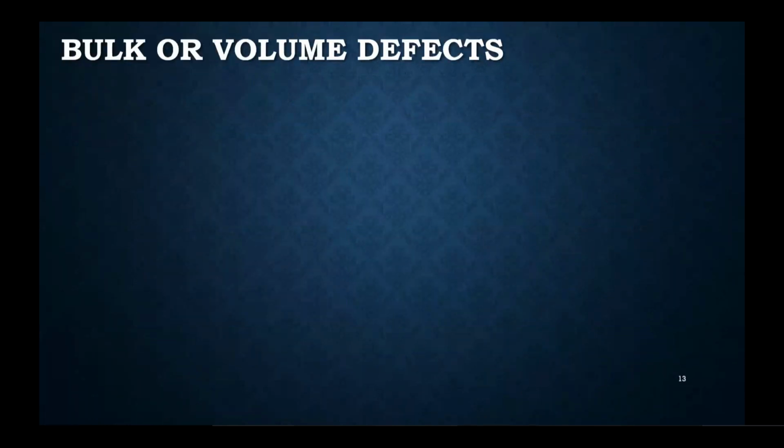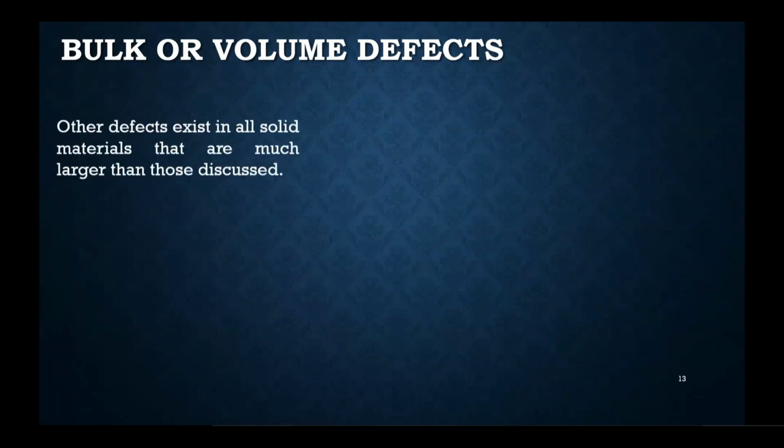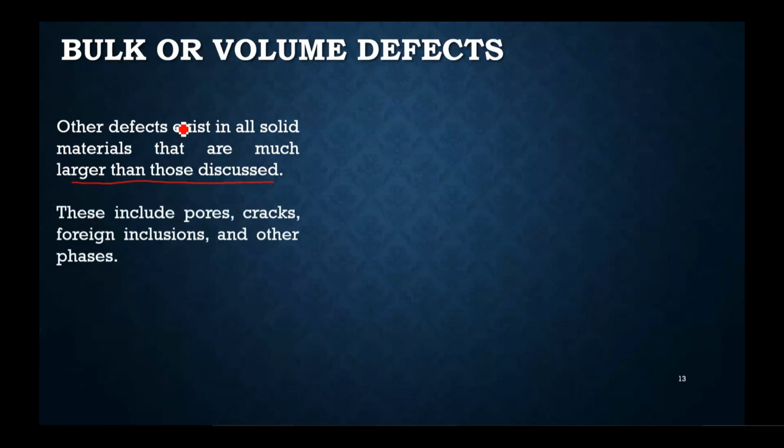Moving on to the bulk or volume defects. Bulk or volume defects are other defects that exist in all solid materials that are much larger than those discussed in the previous slides, the 2D, 1D, and 0D defects. These defects include pores, cracks, foreign inclusions or foreign particles within the materials, and other phases. Other phases we'll not discuss at the moment, but once we move on to phase diagrams, we'll have a better understanding of what is meant by other phases.